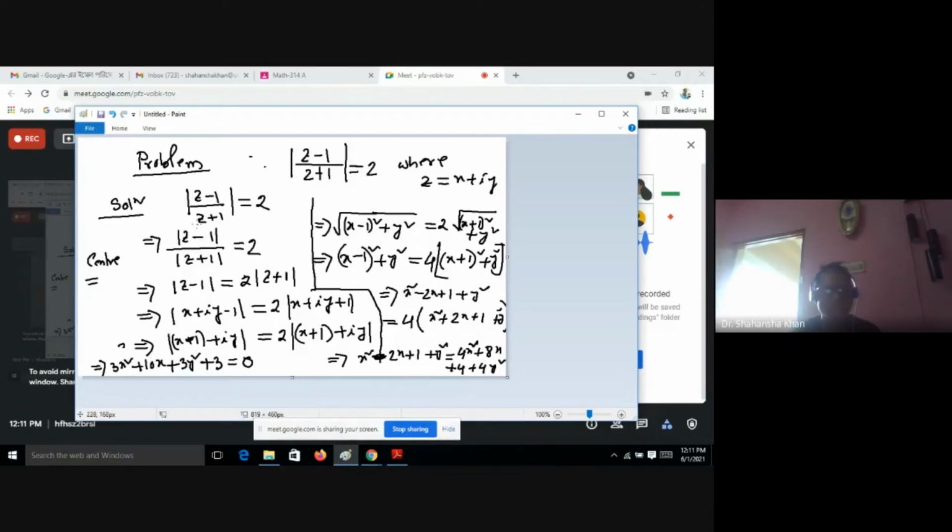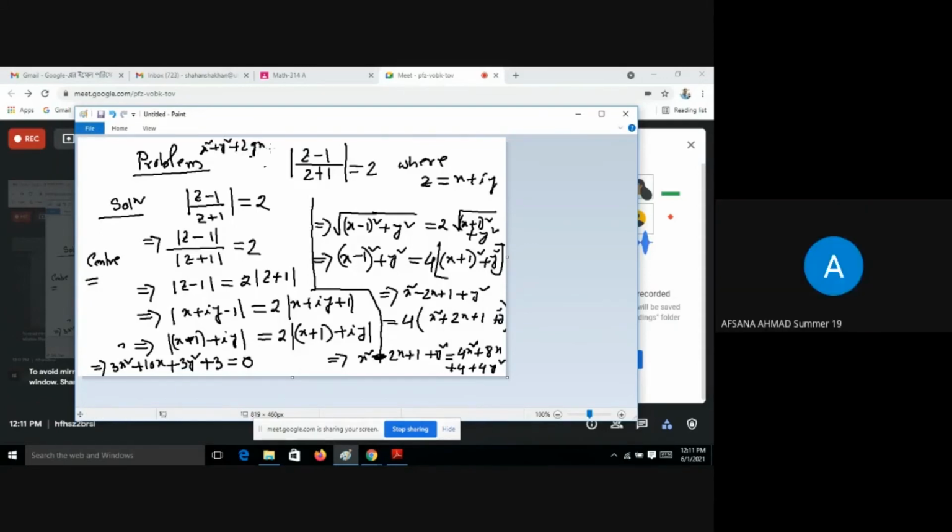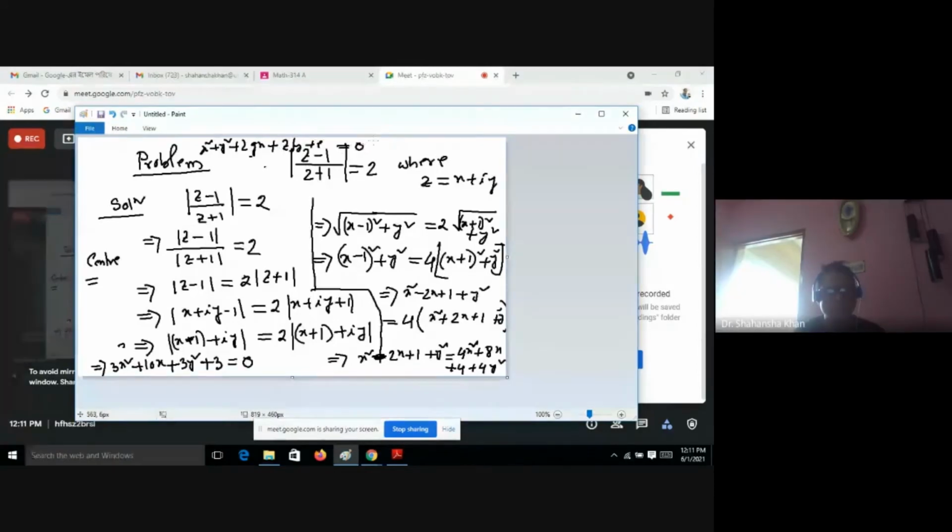This is the general form. I can write the general form, please. x square plus y square plus 2g x plus 2f y plus c. Yes, this is the center equal to minus g, minus f. Minus g, yes. What is the center?